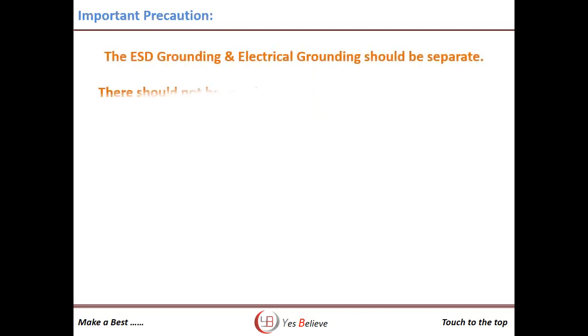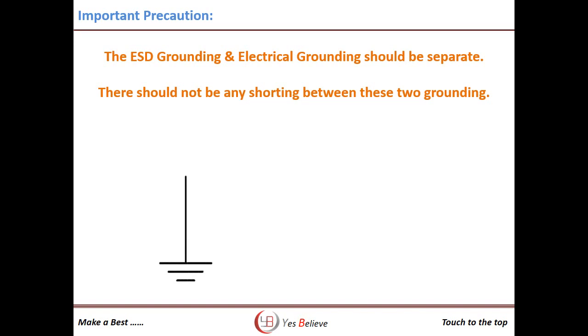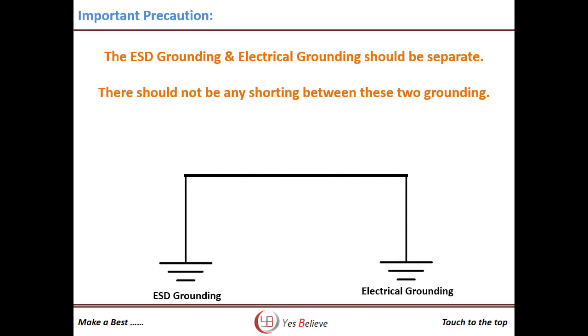For ESD control, the most important precaution one should take at the SMT shop floor is ESD grounding and electrical grounding. The ESD grounding and electrical grounding should be separate. I repeat, this is very important: the ESD grounding and the electrical grounding should be separate. There should not be any shorting between these two groundings.